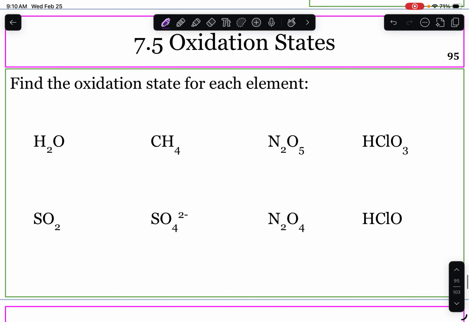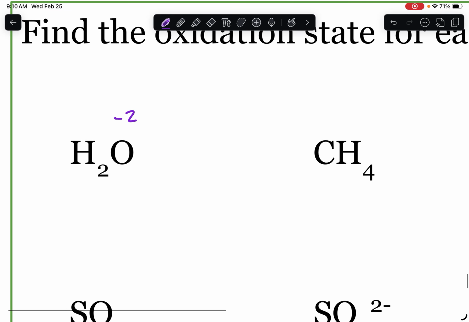All right, let's do more examples. The rule for oxygen is -2. And the rule for each hydrogen is +1. The total from hydrogen is +2, but when a problem is asking for the oxidation state of hydrogen, we are looking for the individual hydrogen.